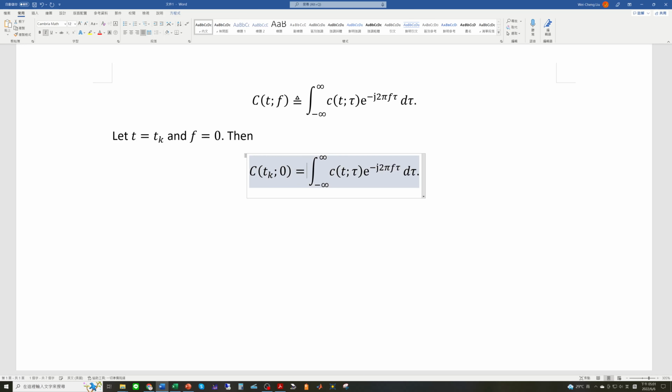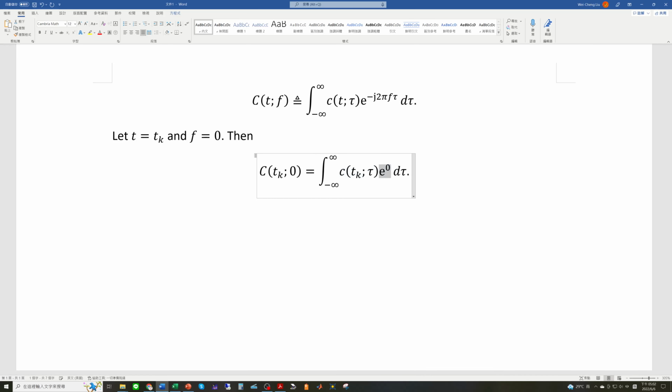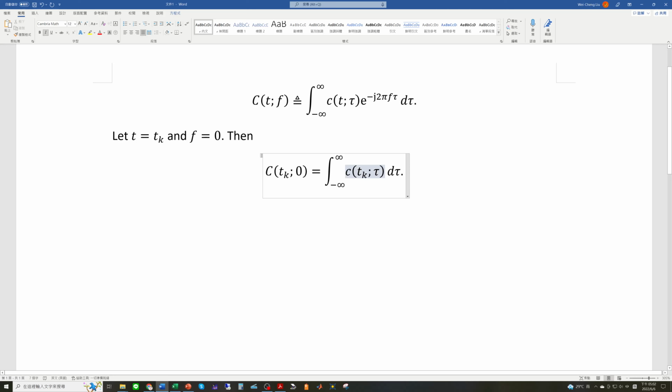And this is equal to the integral from negative infinity to infinity of small c of tk, tau. Here t should be changed to tk, and exponential negative j2 pi f tau. Now f is equal to 0, so this is equal to exponential 0, which is equal to 1. So the 1 can be deleted, and we have this equation.